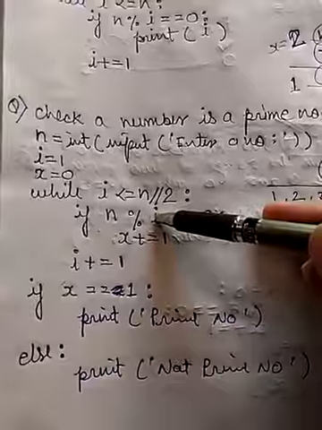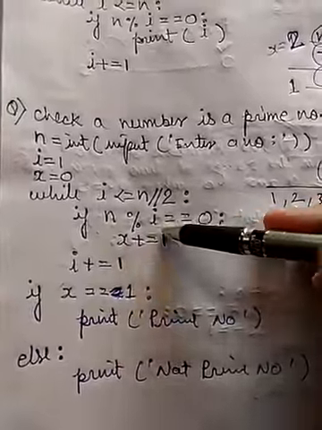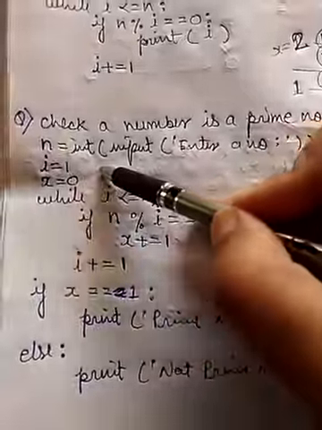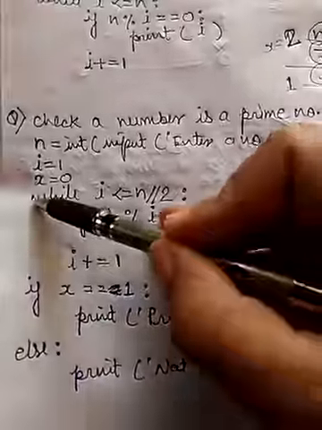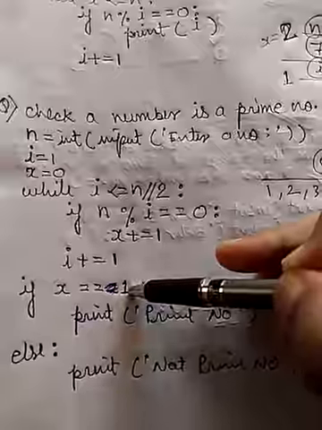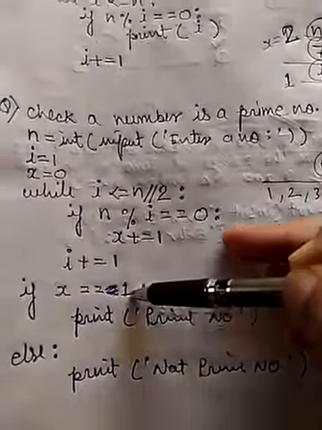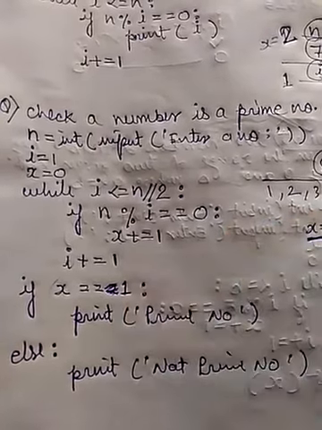When the number is divisible, we count it, because to count we have used the counter variable, which has the initial value 0, and we increment the value by 1. And after the loop, if the value of the counter variable is 1, then the number is considered prime, and if this condition is not satisfied, that is the counter variable is not 1, then the number is not prime.